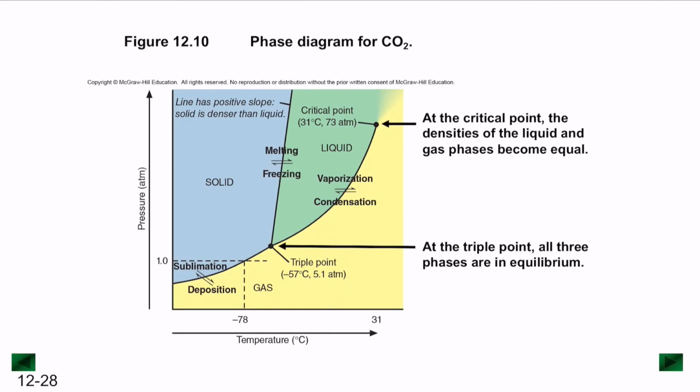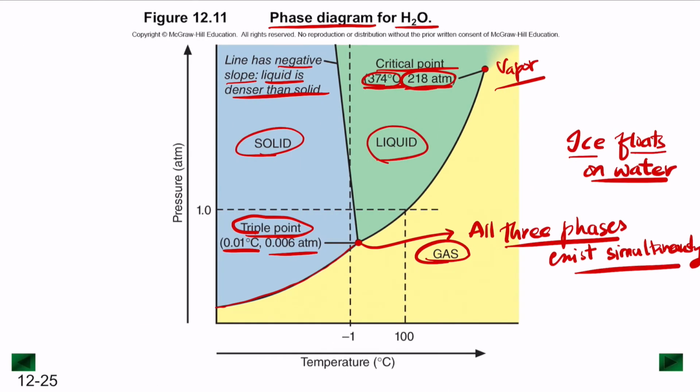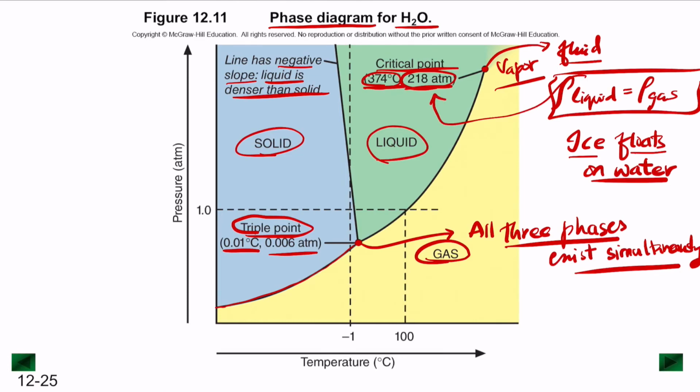This is a phase diagram for carbon dioxide. At the critical point here, the densities of the liquid and the gas phases become equal. At that point, you'll notice that the material starts to behave like a fluid. So the density of the liquid becomes equal to the density of the gas, and that point is generally called the critical point.